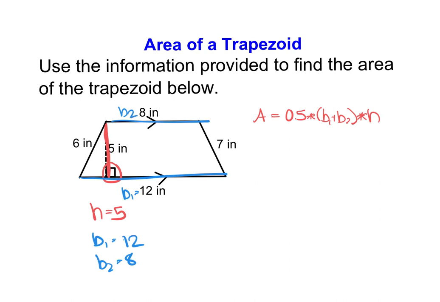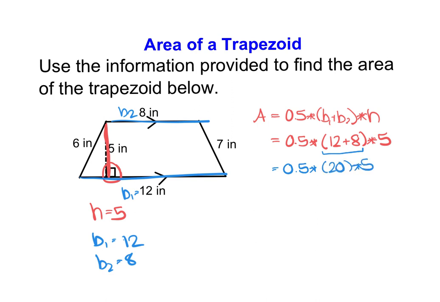It doesn't matter which one is which. All that matters is that you are consistent. One is base 1 and one is base 2. So let's put those into our equation. We have 0.5 times, in parentheses, base 1, which is 12, plus base 2, which is 8, multiplied by our height, which is 5. As I evaluate this, I need to think about my order of operations, and my order of operations calls for me to do my parentheses first. That still applies here. So I add together the two numbers in parentheses, and 12 plus 8 gives me 20.